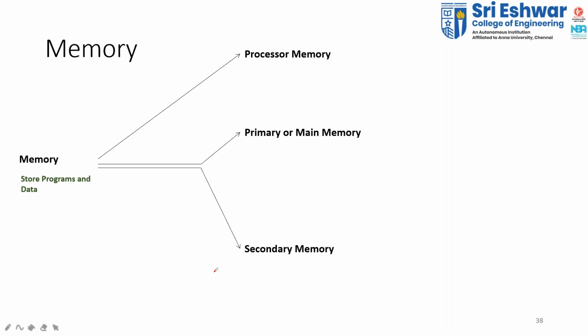And what is secondary memory? Secondary memory is an external memory device, for example a USB pen drive, hard disk, or floppy disk. These all come under secondary memory devices.